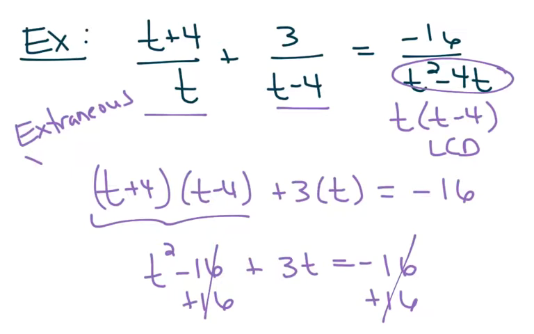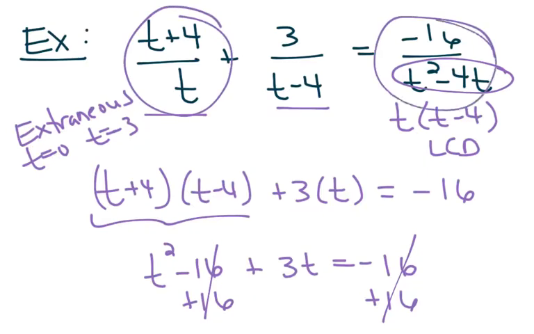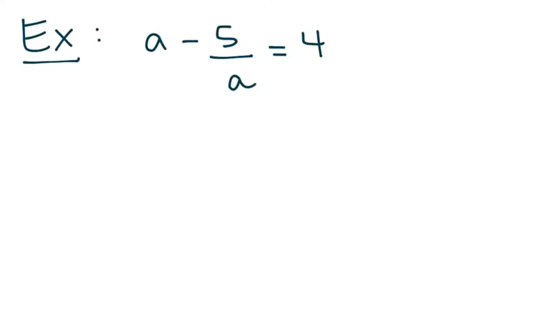Remember we said our answers were t equals 0 and t equals -3. I want you to notice that if I plug in 0 for t, both of these fractions will have 0 in the denominator. So t equals 0 cannot be a solution. This must be the answer. Let me make this look better. It is t equals -3.